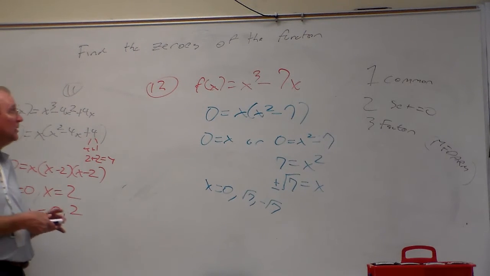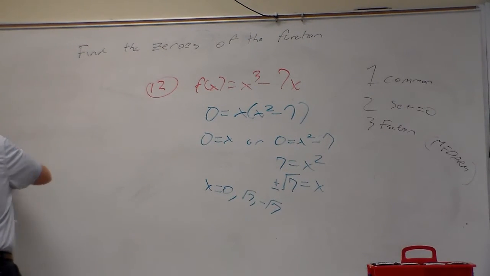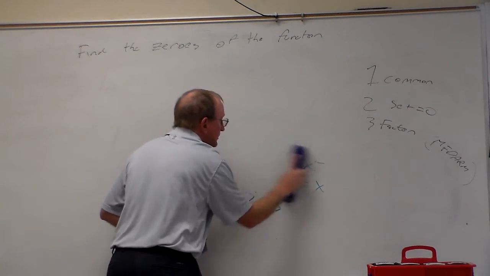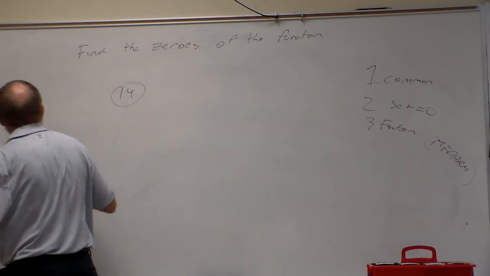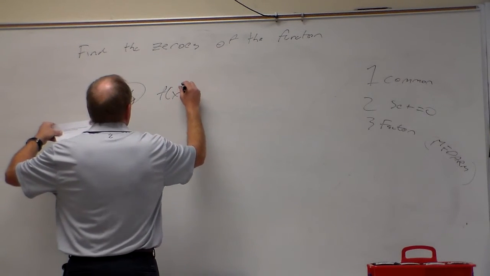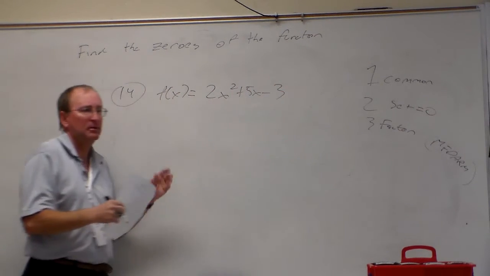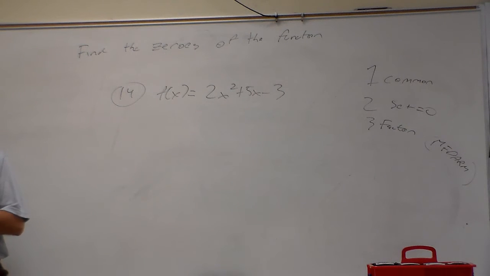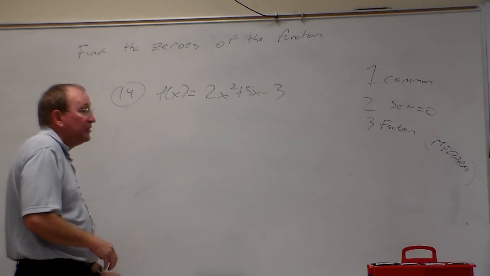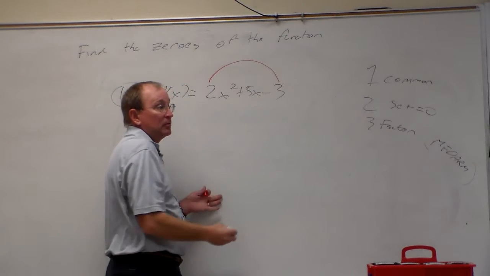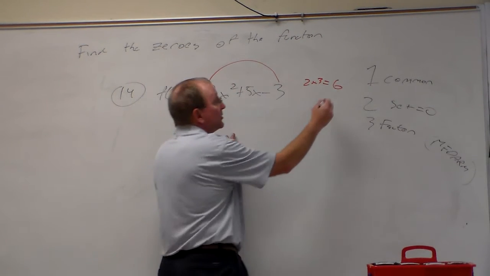All right? So the last one I want to work, to me, is probably the hardest one to factor. I'm going to erase that. This is problem number 14. And you have f of x equals 2x squared plus 5x minus 3. Is there something common? There's not, right? So now I've got to do MF darn. I have an a term. I take 2 times 3. What is 2 times 3? 6, correct? And now I'm going to factor 6.